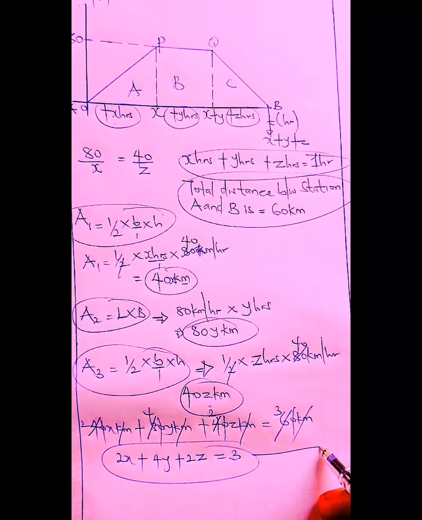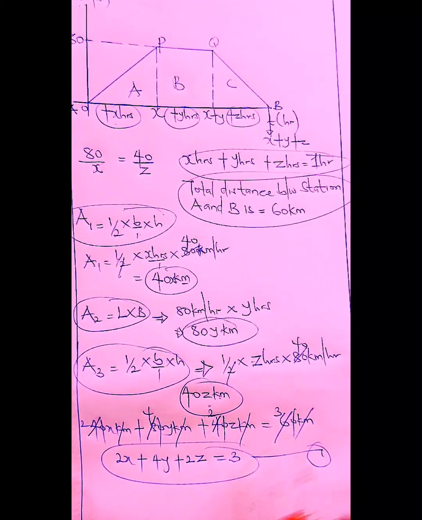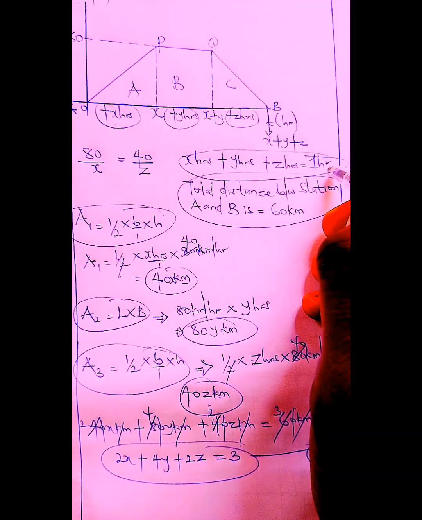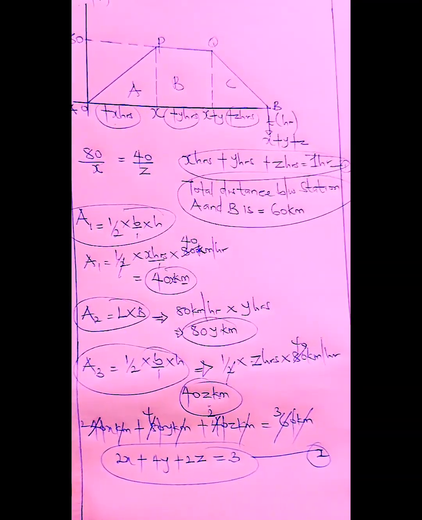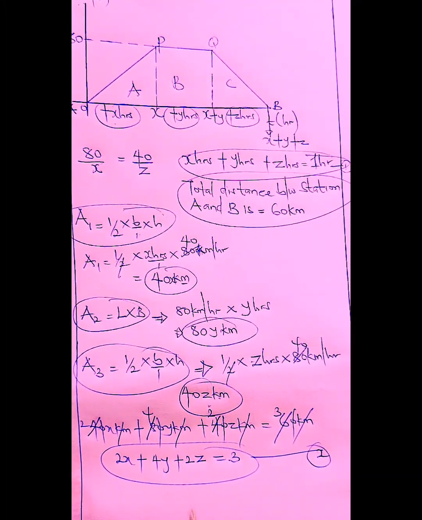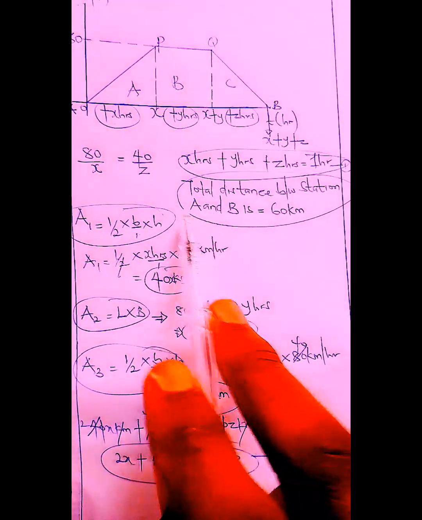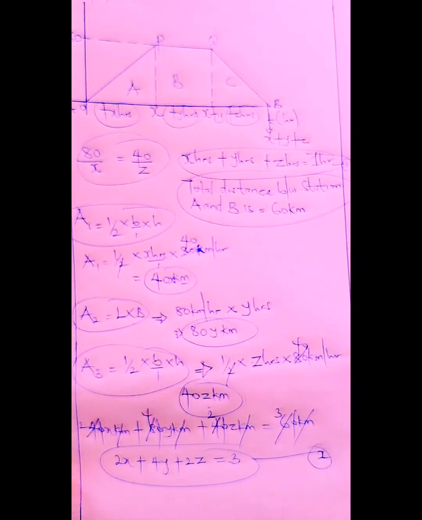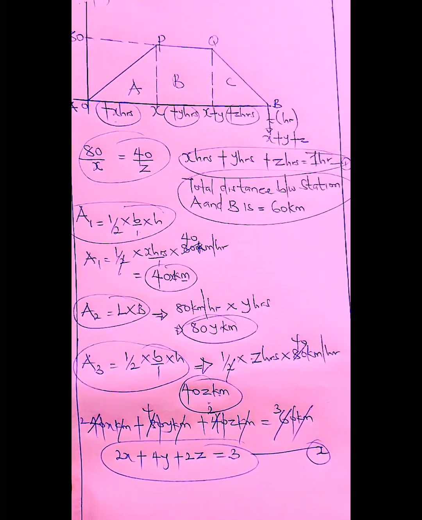So we could call this equation 2, because right here we have equation 1 already up here. This is the first equation. So we're almost where we want to be. Don't forget what we are told: we have 80 over x equal to 40 over z also. So we're going to use that. Let's bring that down.